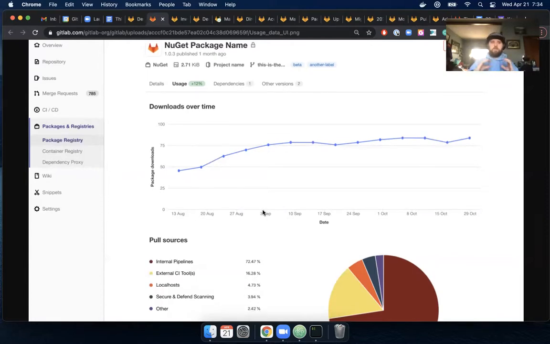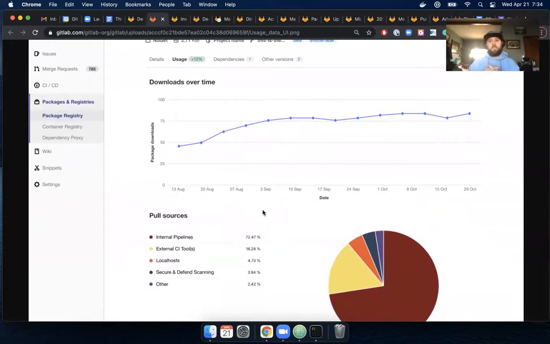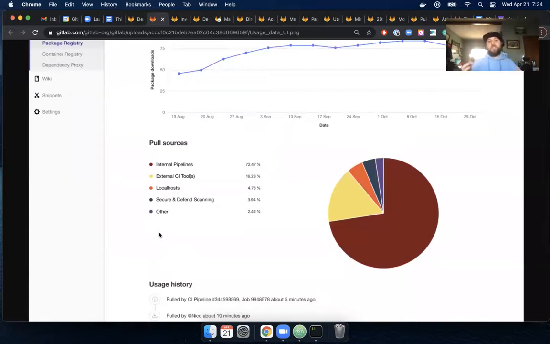as well as being able to select some timelines. After we get through the MVC is really where it gets interesting, and this is where the conversation I think can get really exciting. The next part that users have constantly talked about when I've spoken to them is not just how many downloads, but where it is being downloaded. So I show in the UI here a pie chart. In theory, hopefully internal pipelines should be the biggest consumer of our packages if everyone is using GitLab the way we're hoping they will. So we're representing that, and then external tools if they have them.